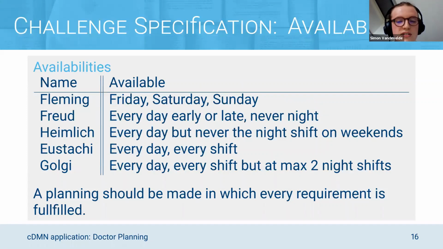This is a list showing the availabilities of every doctor. So for instance, for Fleming, he's available every shift on Friday, Saturday, Sunday. But then for Golgi, we have a special requirement that he works a maximum of 2 night shifts. And now the challenge is that a planning should be made in which every requirement is fulfilled. So now we'll go over rule by rule and show how we would implement these in cDMN.